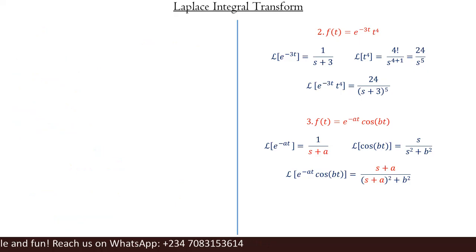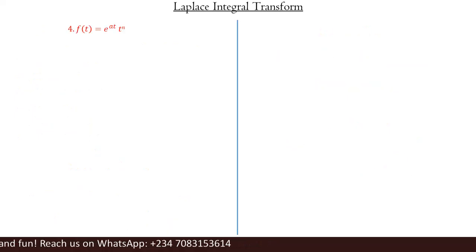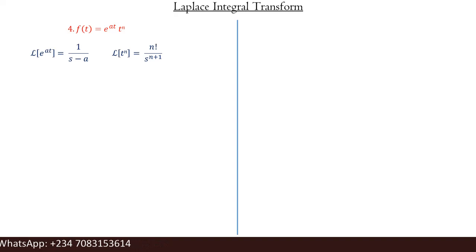Now let's take a look at number 4. Number 4, we have f of t is equal to e raised to the power of at multiplied by t raised to the power of n. Okay, now let's do it. When we find the Laplace transform of e raised to the power of at, it's going to give us 1 all over s minus a. Then when we find the Laplace transform of t raised to the power of n, we're going to have n factorial all over s raised to the power of n plus 1.